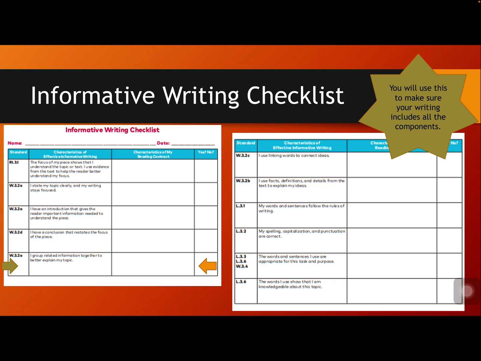So today we're going to look at W3.2A. I group related information together to better explain my topic. In W3.2B, I use facts, definitions, and details from the text to explain my ideas. And then down here, the L3.3, 3.6, and W3.4. The words and sentences I use are appropriate for this task and purpose.